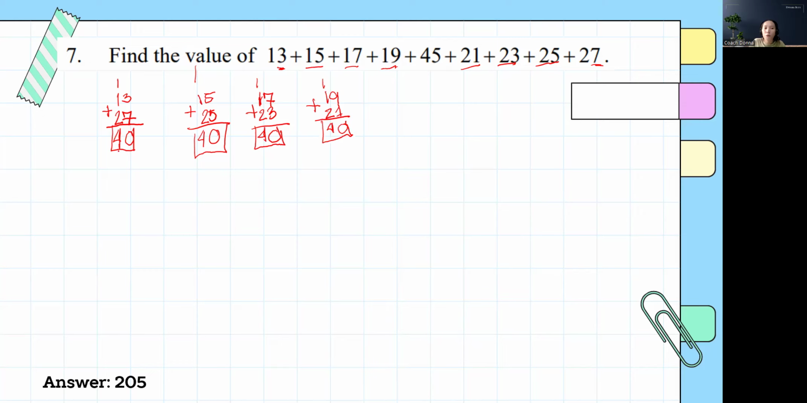So adding them up, 40 plus 40 plus 40 plus 40, that's already 160. But we still have 45 right here. So 160, let's add it here. Okay, 40 plus 40 plus 40 plus 40 plus 45. You would get an answer of 205. Okay, that's it for number 7.